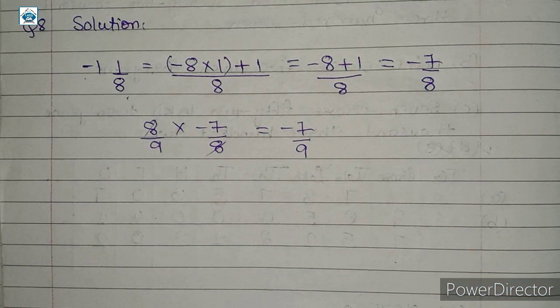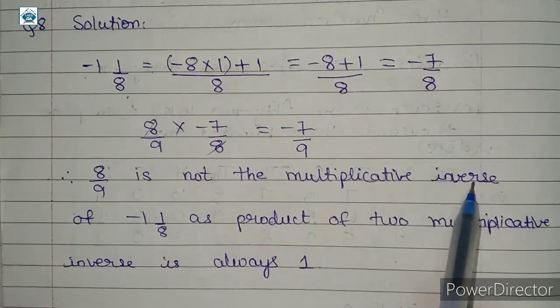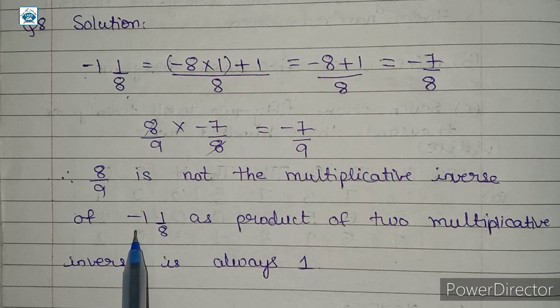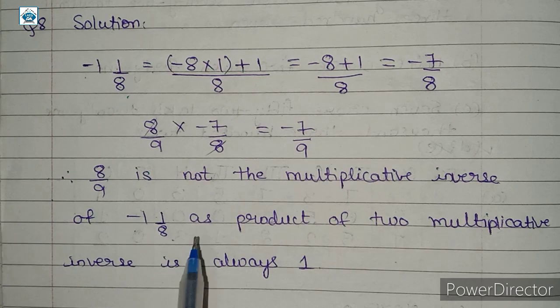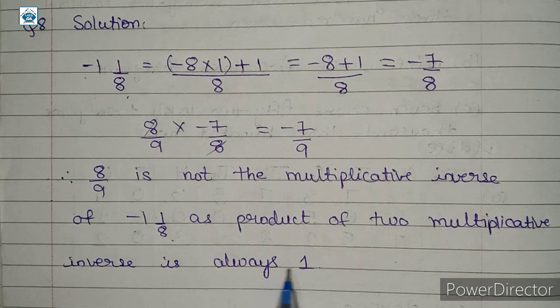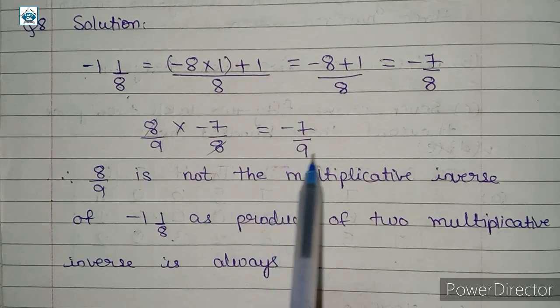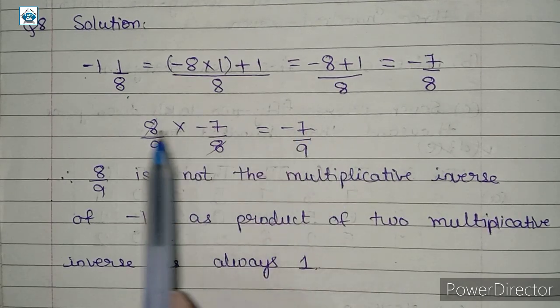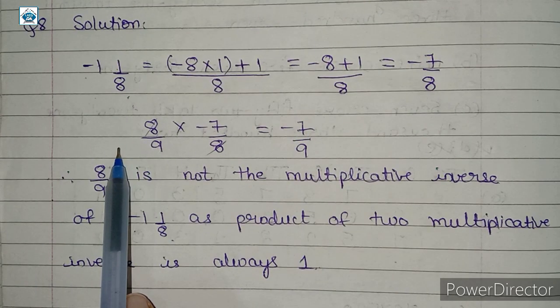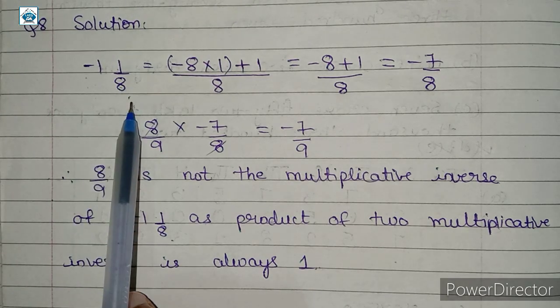Since this is not equal to 1, we can say that 8 by 9 is not the multiplicative inverse of minus 1, 1 by 8, as the product of two multiplicative inverses is always 1, and here the product is not equal to 1. Therefore 8 by 9 is not the multiplicative inverse of minus 1, 1 by 8.